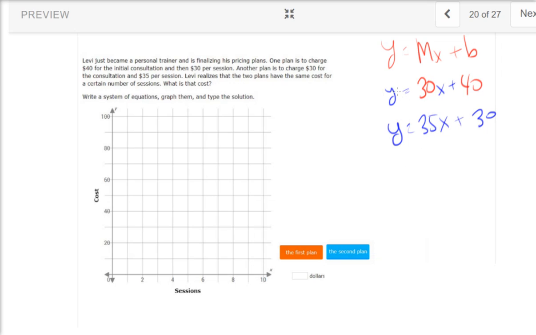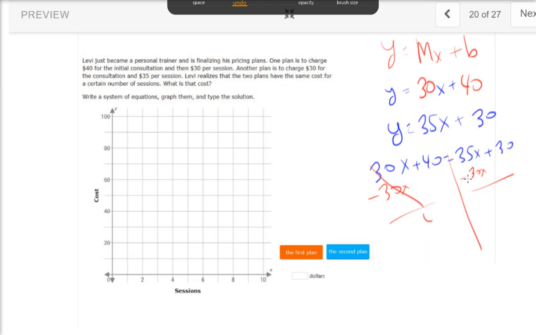So we set the first y equal to the second y. The first equation is 30x plus 40, and we're going to let that equal 35x plus 30. We've got 30x's on the left and 35x's on the right. The smaller of the two is 30x, so I'm going to subtract 30x from the left side of the equation and the right side of the equation. That goes away, so on the left side we have 40. But before I write that 40, I'm going to do the difference: 35x minus 30x is 5x, and then plus 30.